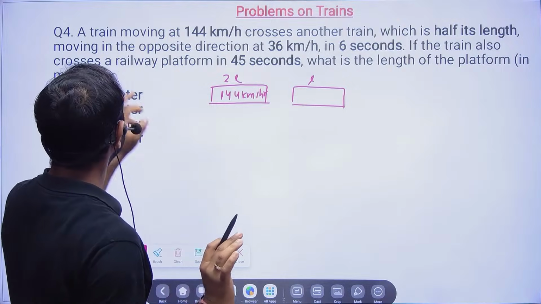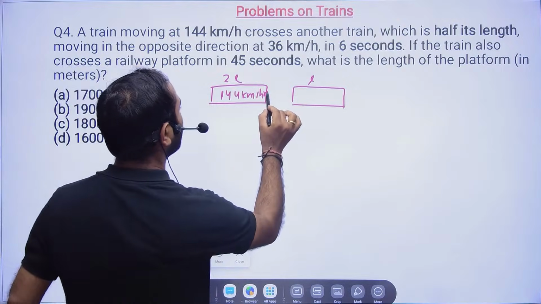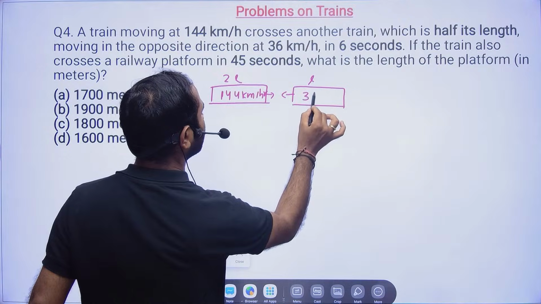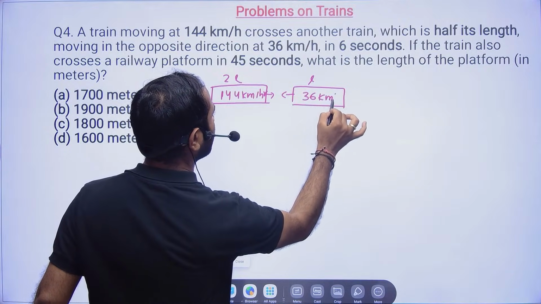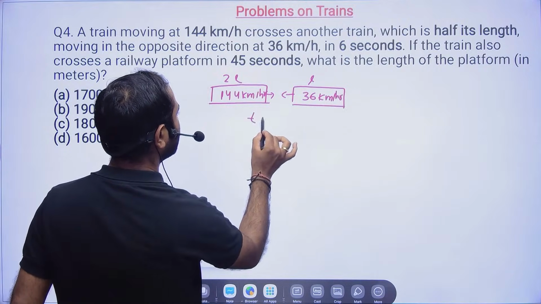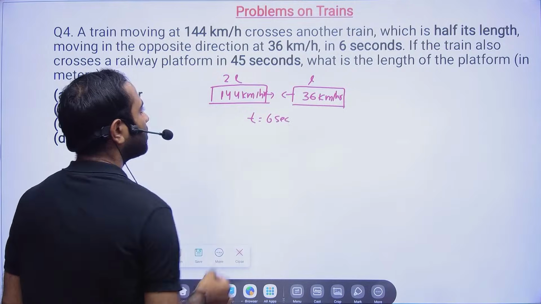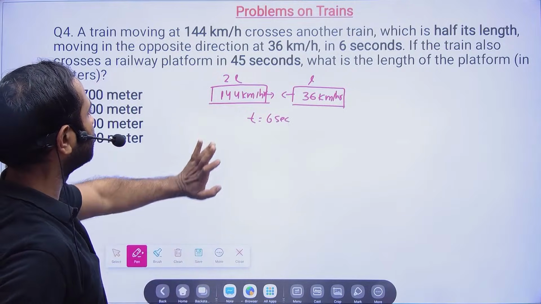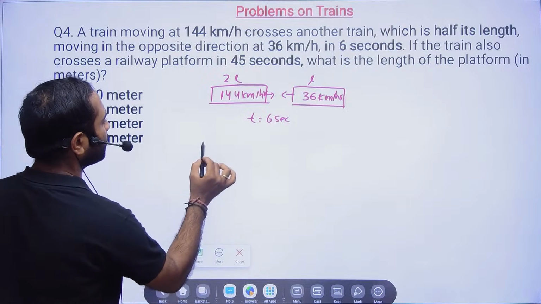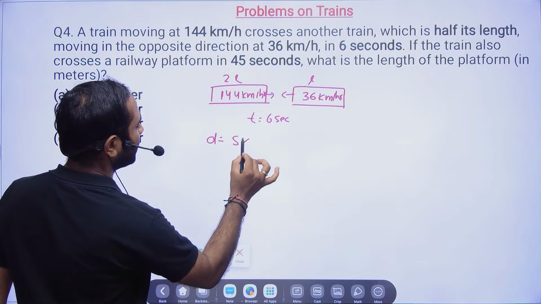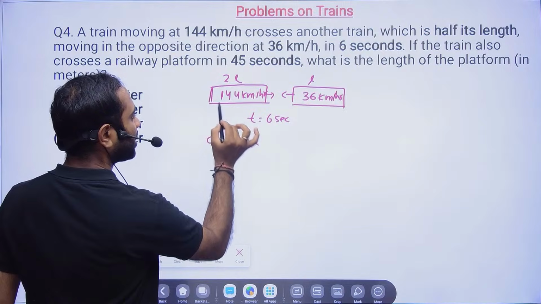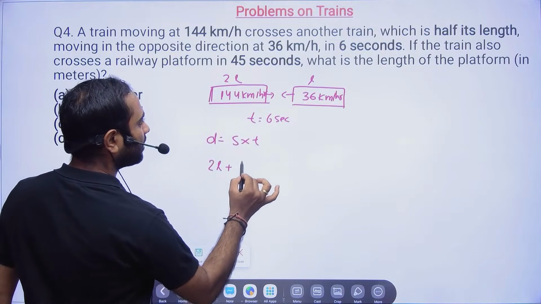Which is half of the length, moving in the opposite direction. Both are moving in the opposite direction with 36 kilometer per hour. Time is 6 seconds. Now distance will be equal to speed into time. See, this train length is 2L and another train length is L.